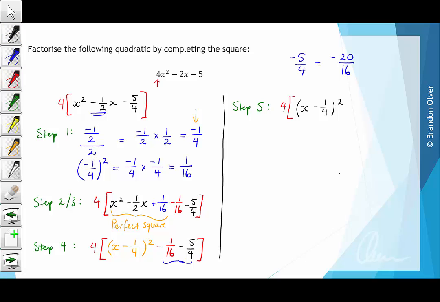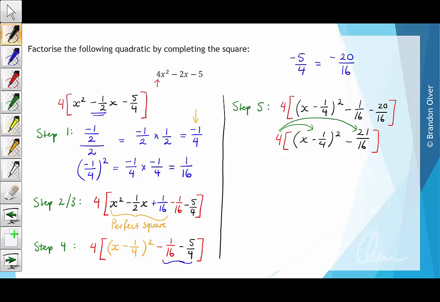minus 1 on 16 minus 20 on 16. And then combining those, we can have 4 outside of x minus 1 on 4 all squared minus 21 on 16. And now the last thing we need to do is make sure that we distribute the 4 back into all the terms inside the big red brackets.